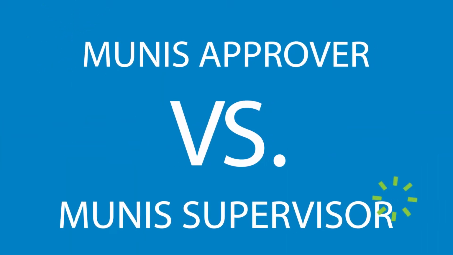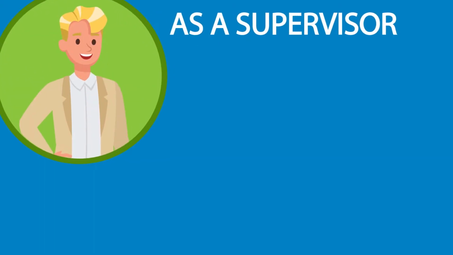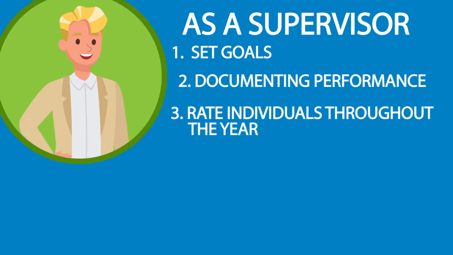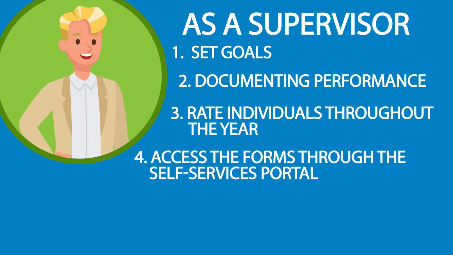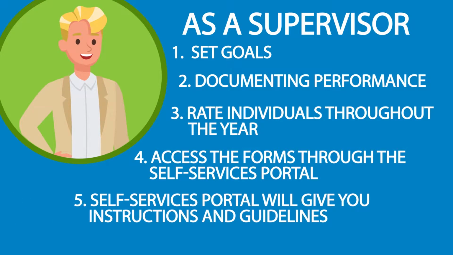Before we get started, it's important to understand your role as a Munis approver versus your role as a supervisor, actually rating or documenting performance. As a supervisor, you'll be setting goals, documenting performance, and finally rating individuals throughout the year. To do this, you will want to access the forms through the Self-Services portal, as explained in another training. The Self-Services portal will give you all of the necessary instructions and guidelines to completing these forms.